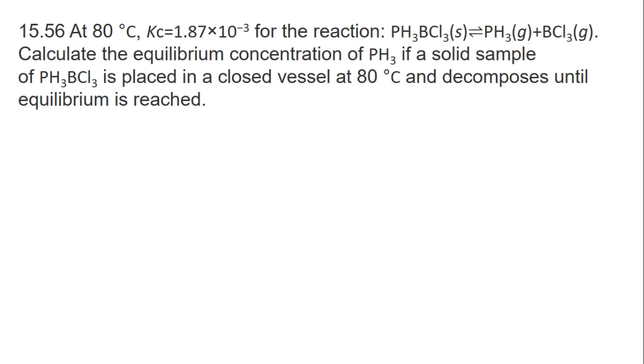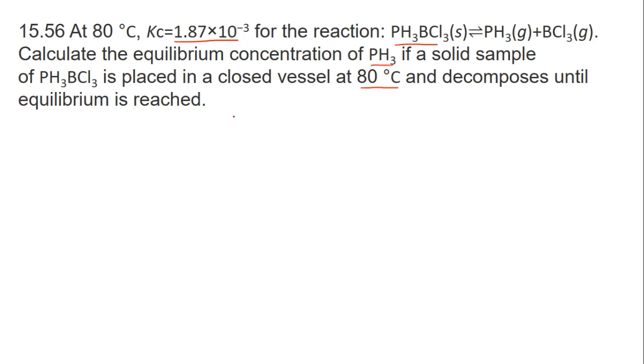So for question 15.56, we've got the equilibrium constant for the decomposition of phosphine boron trichloride, and we're given the equilibrium constant for that reaction. It basically said if a bunch of this is put into a vessel and then heated to 80 degrees and allowed to decompose, what's the equilibrium concentration of phosphine?